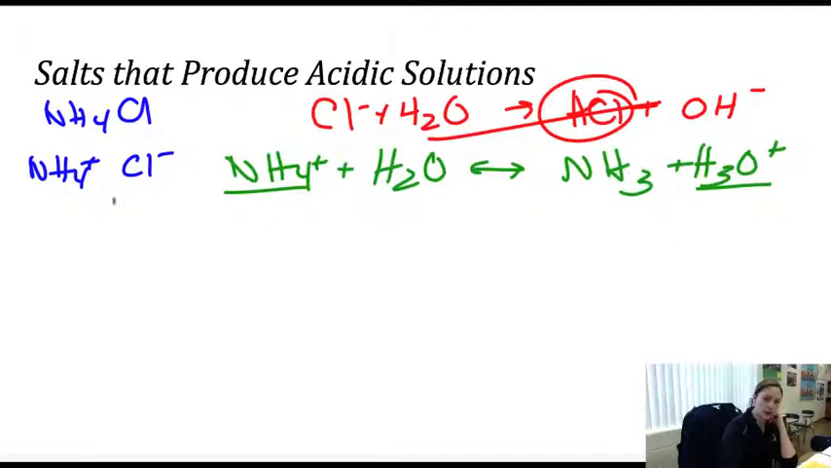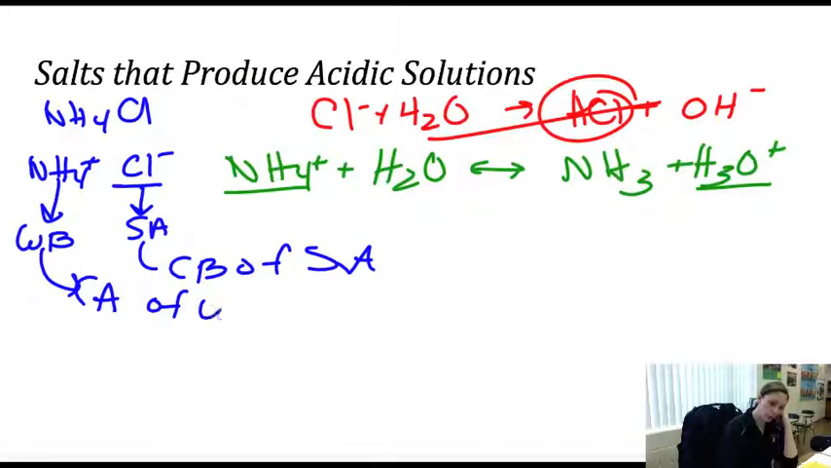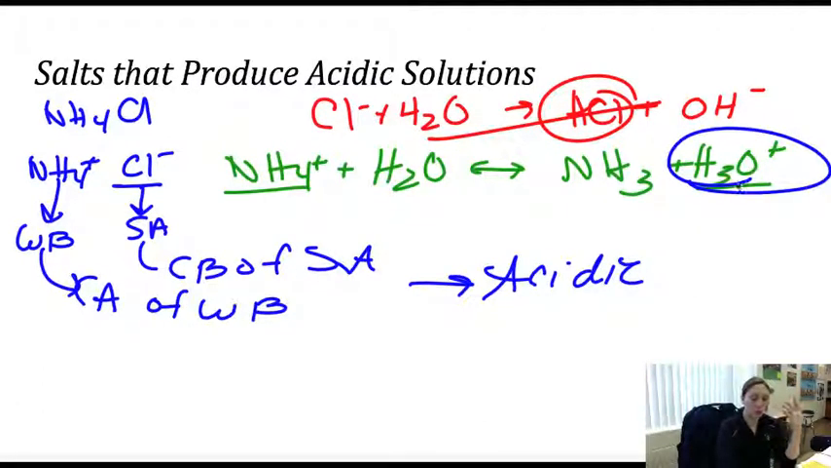So for these, if you have the anion from a strong acid, which means this is the conjugate base of a strong acid, and I have that from a weak base, so here we're looking at the conjugate acid of a weak base, you're going to end up with something that is acidic, because you are forming here H plus or H3O plus, which is what determines something to be an acid or acidic.